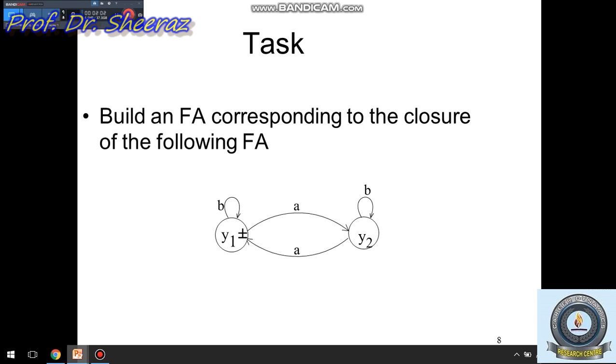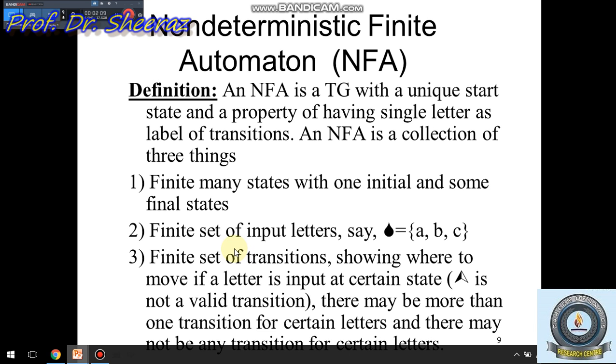Another example: build an FA corresponding to the closure of the following finite automata. So here Y1 is the initial as well as the final state.